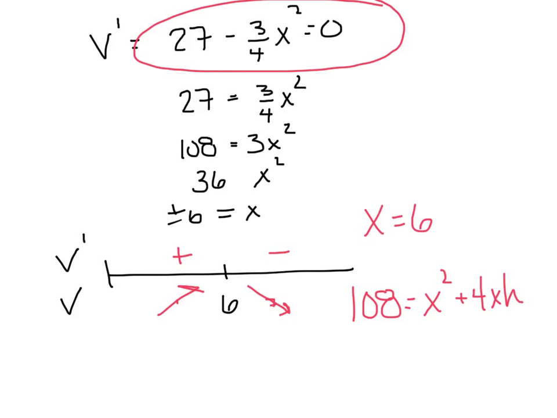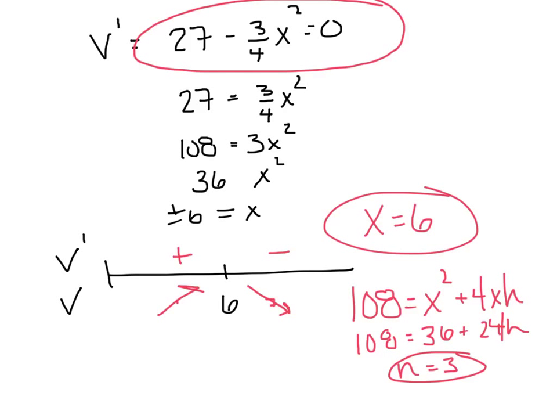And I can easily solve for h there, so I have 108 equals 36 plus 24h, and I get a nice h equals 3. So my dimensions are 3 by 6.